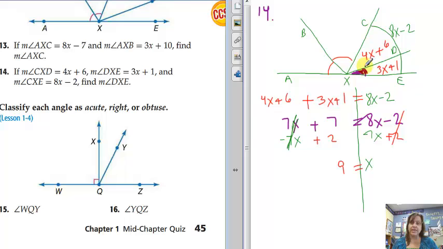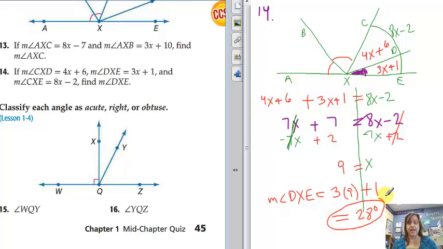What was the question again? We reminded ourselves right here, we've got to find out this angle DXE. So angle DXE would be found by doing our substitution. We were told that it was 3x plus 1, so let's plug in our 9 for x. 3 times 9 is 27. 1 more makes 28. So that's a 28-degree angle. And that's all there is to that one.